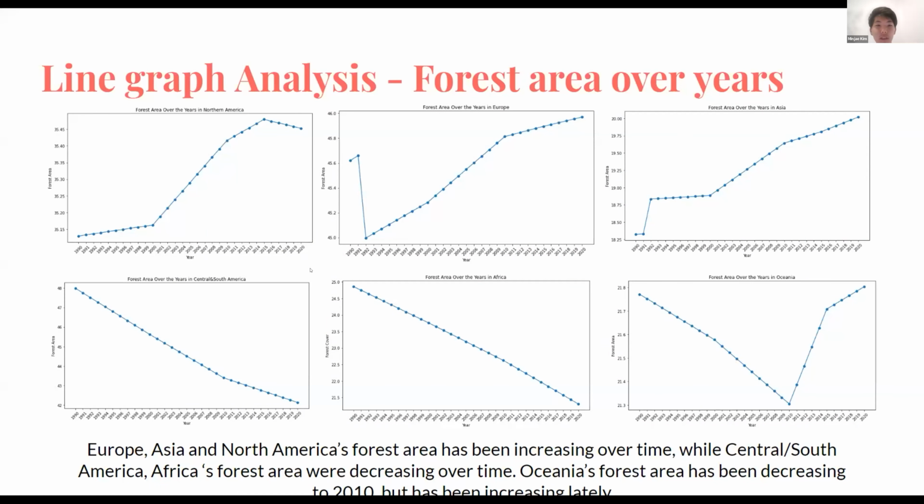So these are the graphs of forest area for all the continents over the years. From the top left to bottom right, we have North America, Europe, and Asia, which are generally increasing forest area over the years. And we have Central and South America and Africa, which had the forest area decreasing over the years. But Oceania's forest area was decreasing up to 2010, but it started to increase after that.